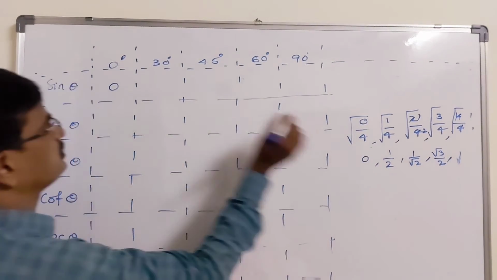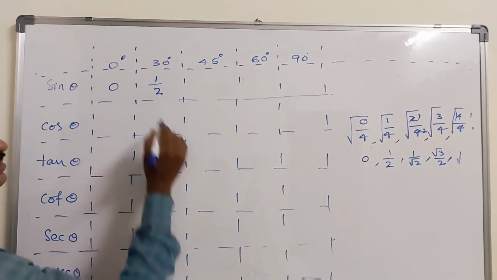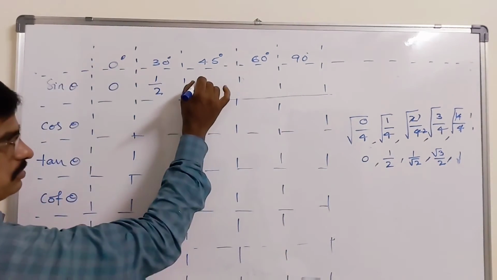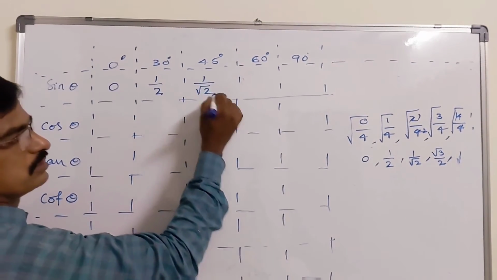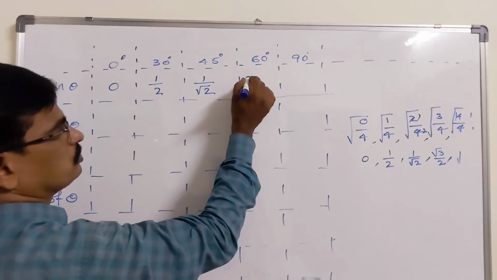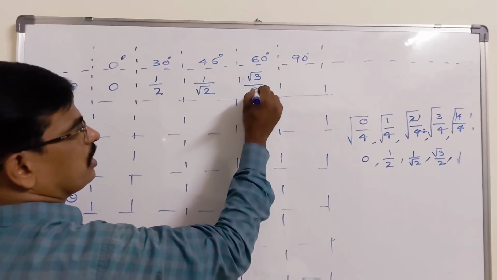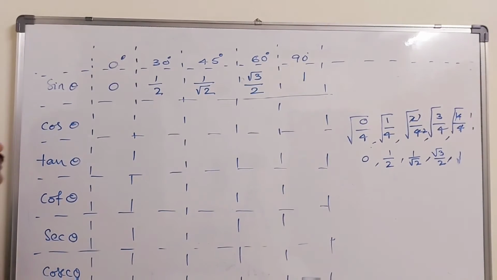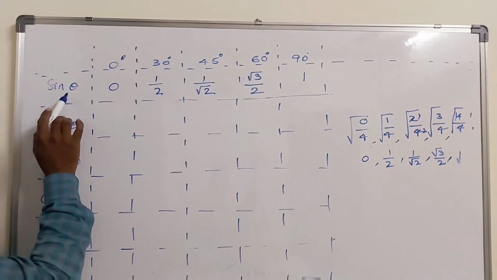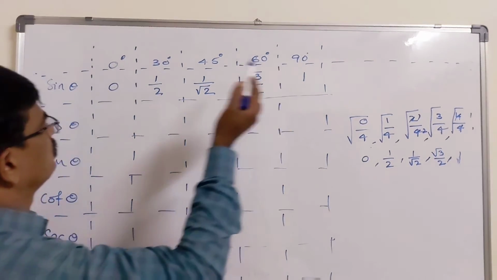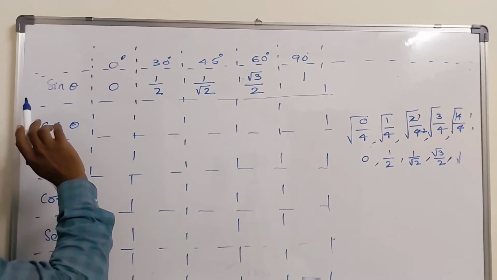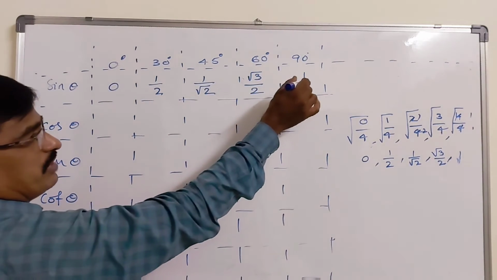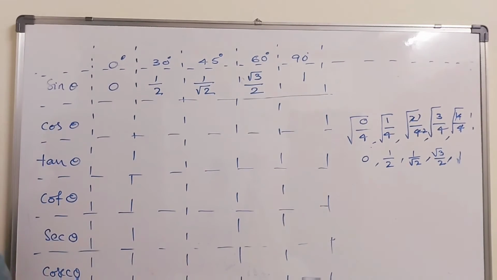Right. That is, the sine theta value for 0 degrees is 0. Sine 30 degrees is 1 by 2. Sine 45 degrees is 1 by root 2. Sine 60 degrees is root 3 by 2. And sine 90 is 1. Okay, so if you observe, when the theta value is increasing to 90, the maximum value for sin theta is 1.